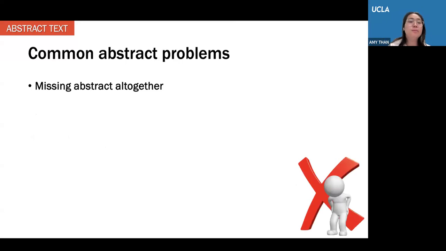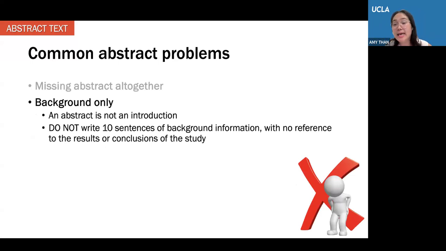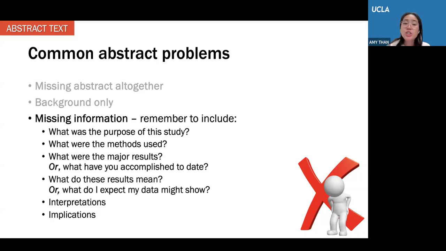Some common abstract problems are missing the abstract altogether, as in submitting it empty, or including only the background information. So you should only have a few sentences of background information. The main meat of your abstract should be your project, the methods, and the results. Be sure you don't miss any information. Remember to include what the purpose of the study was, what the methods were, what were the major results, or having accomplished what you have accomplished to date.